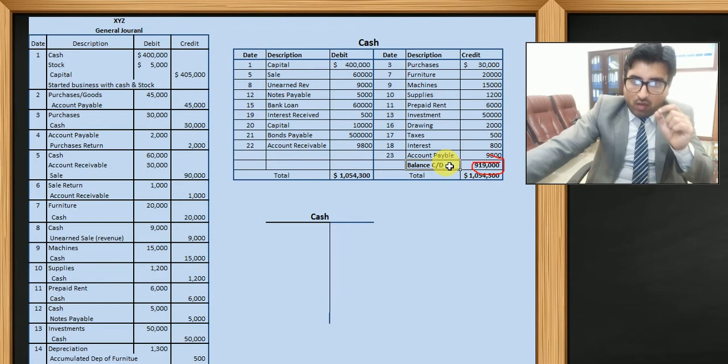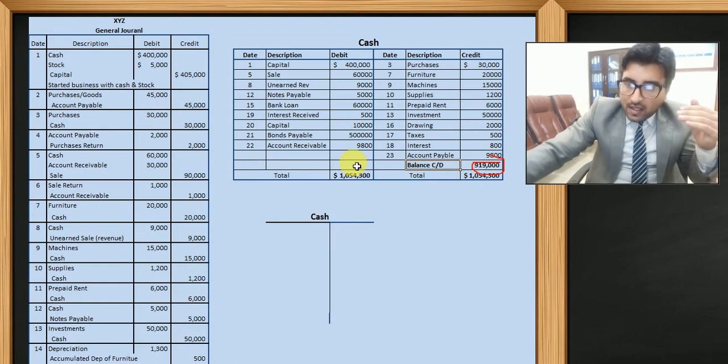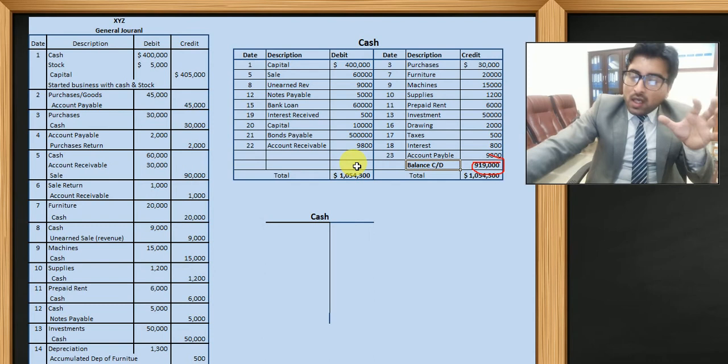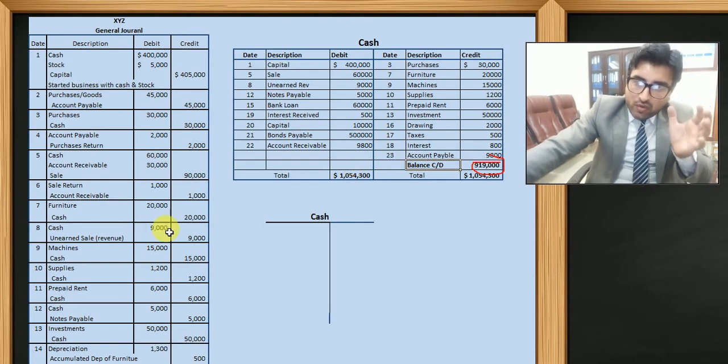Why? Because the $919,000 value is remaining here in the debit side. But because of the balancing purpose, we are mentioning it in the credit side. So in the detailed format of the ledger accounts, the debit balance is shown in the credit side and the credit balance is shown in the debit side. So you have learned here how to post transactions from the general journal into the ledger.